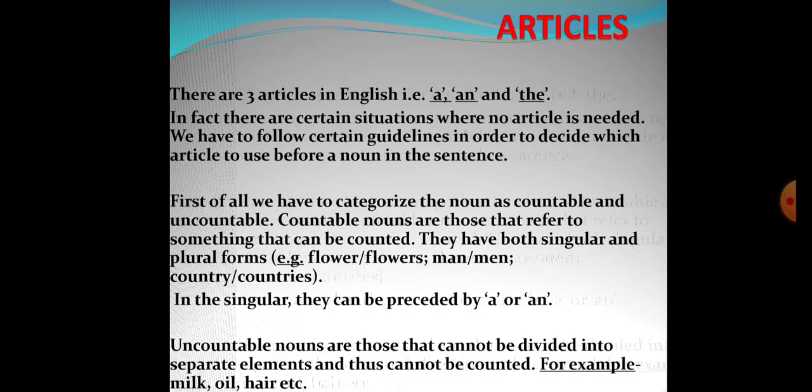First of all, we have to categorize the noun as countable or uncountable. Countable nouns are those that refer to something that can be counted in numbers, like 1, 2, 3, 4. They have both singular and plural forms. In the singular, they can be preceded by a or an. So we can say that we put articles before singular countable nouns. Uncountable nouns are those that cannot be divided into separate elements and thus cannot be counted. For example, milk, oil, hair, etc.